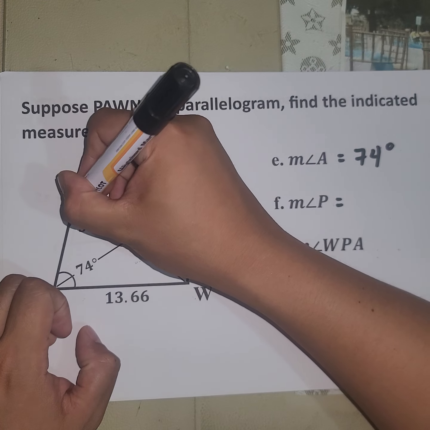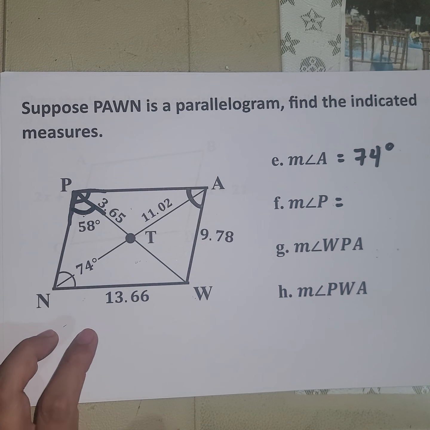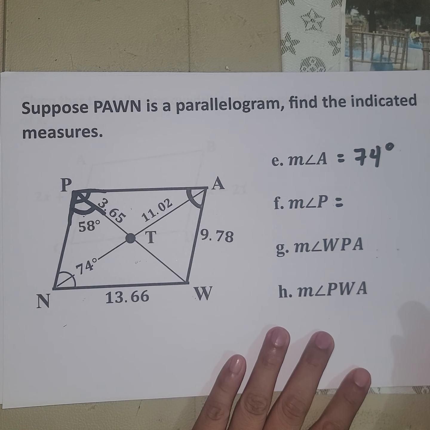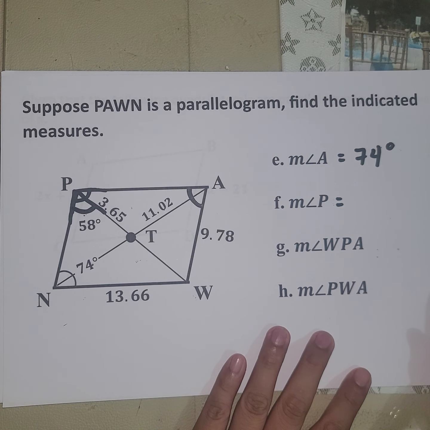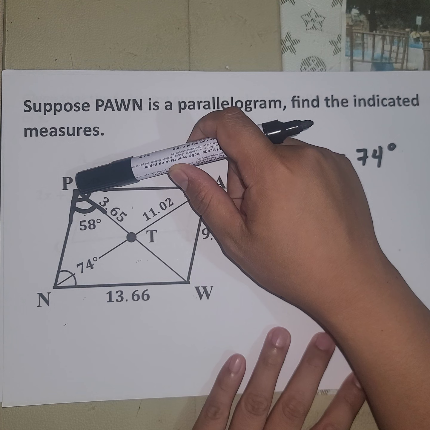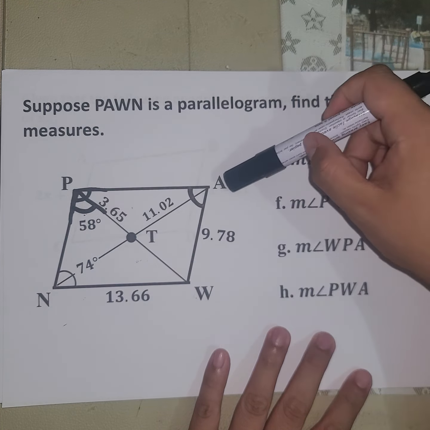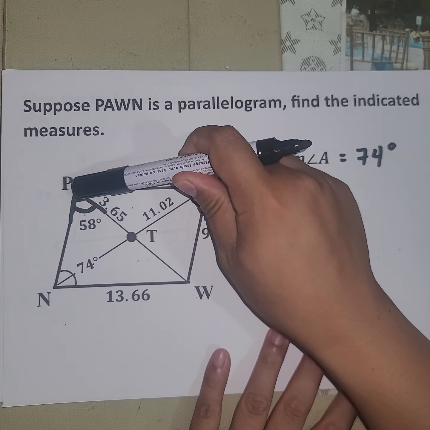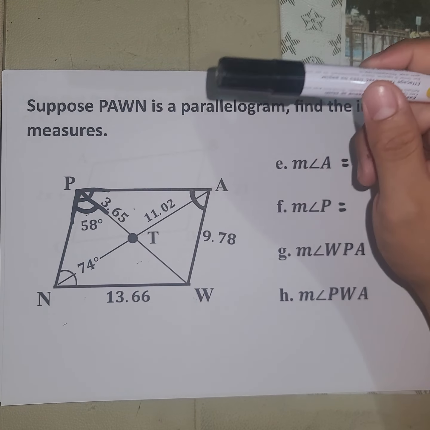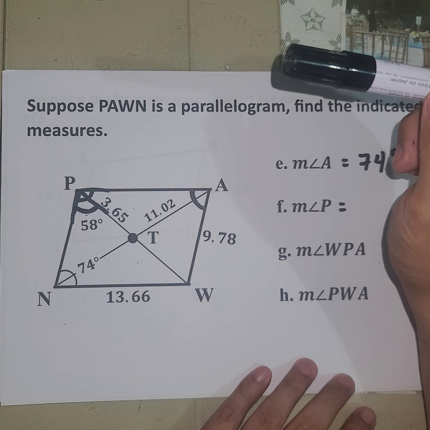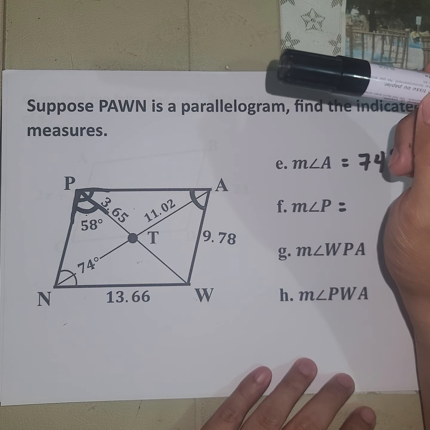All you need to do is to apply theorem number 4, that consecutive angles are supplementary. So, what are the consecutive angles here? We have angle P. The consecutive angle of angle P is angle N, or angle A. We can use angle N because it has a given value. The measures of angle P and angle N are supplementary angles. When we say supplementary angles, the sum of the angles is equal to 180 degrees.